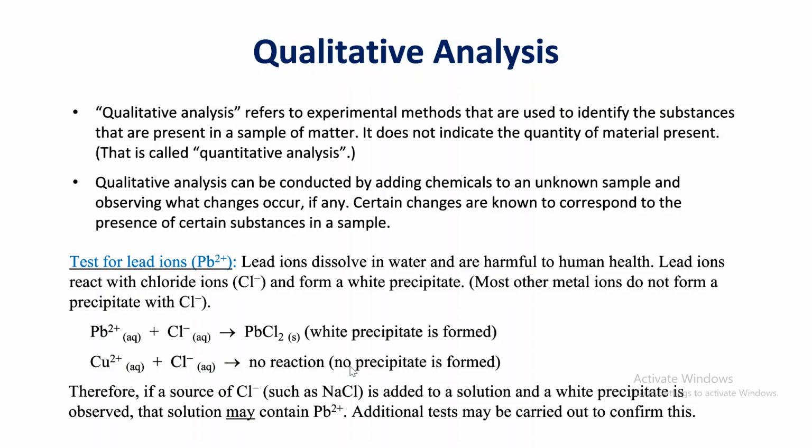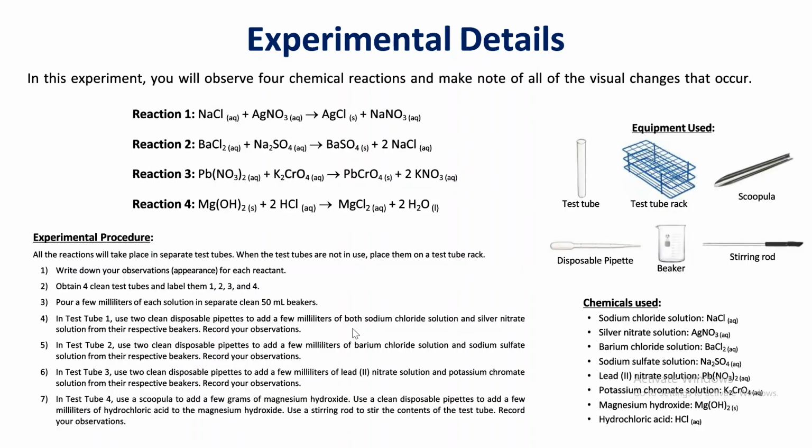So precipitate depends on the nature of the two opposite charges that come in contact with one another. Therefore, if a source of Cl-, such as NaCl, is added to a solution and a white precipitate is observed, the solution may have Pb2+. We're not sure. We need to do more tests, but there's a big chance it's Pb2+.